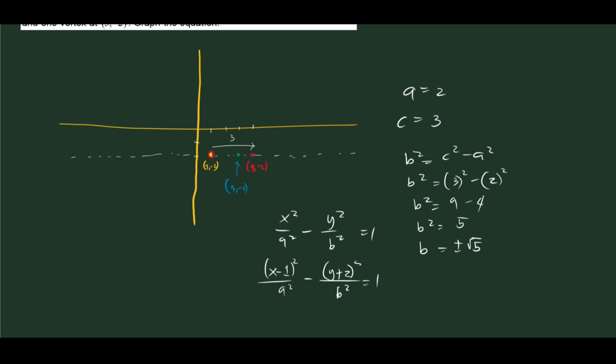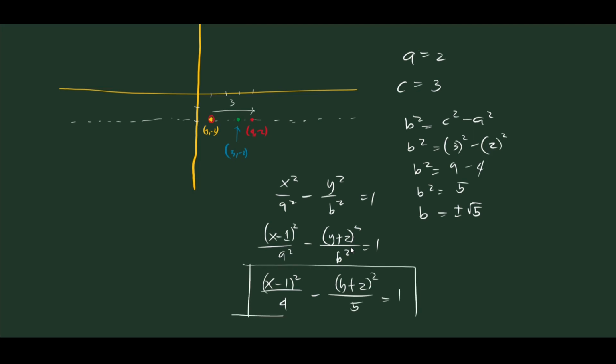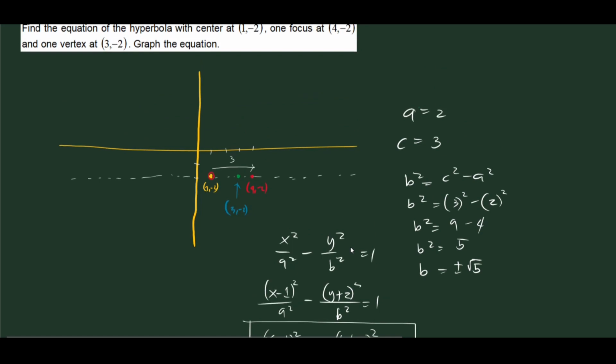Now it's just a matter of substituting our a and b here. So let's try that. So (x minus 1) squared over a squared, which is actually 4, minus (y plus 2) squared all over b squared, which is actually 5, is equal to 1. Okay, so this is now our equation. Okay, that's really cool, right?